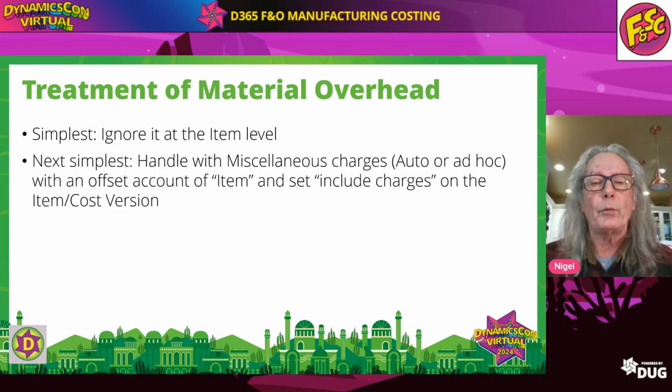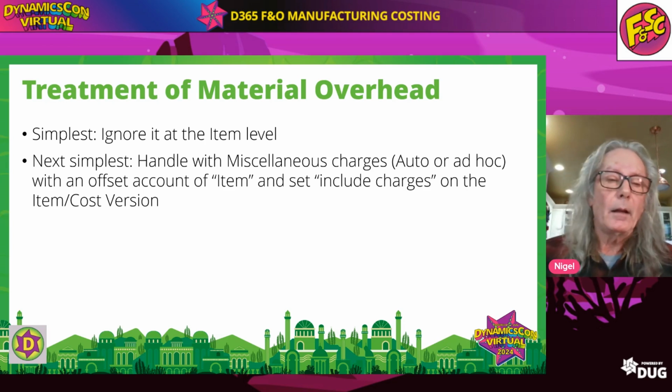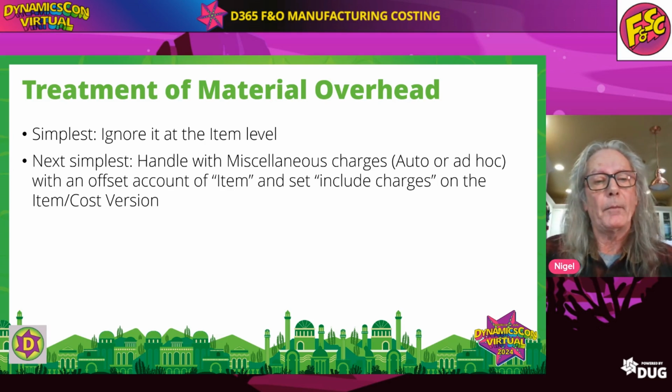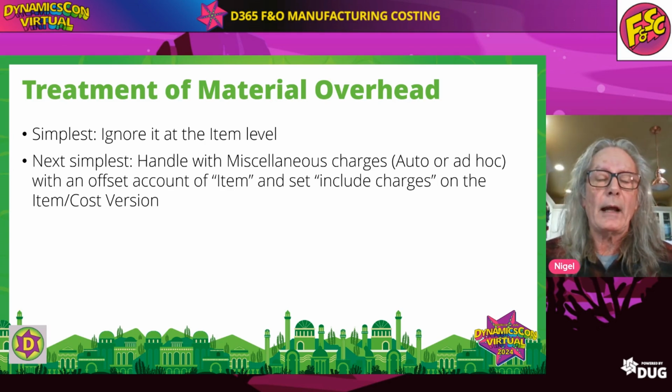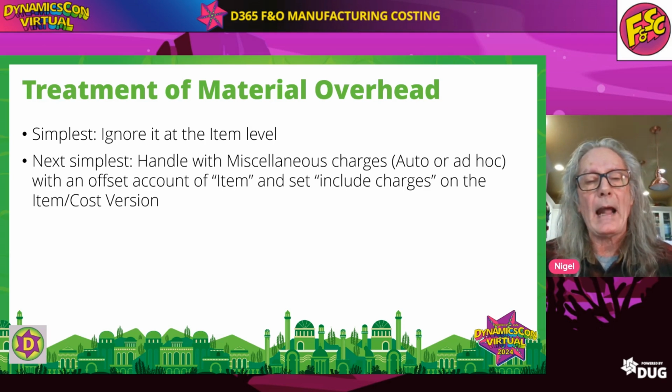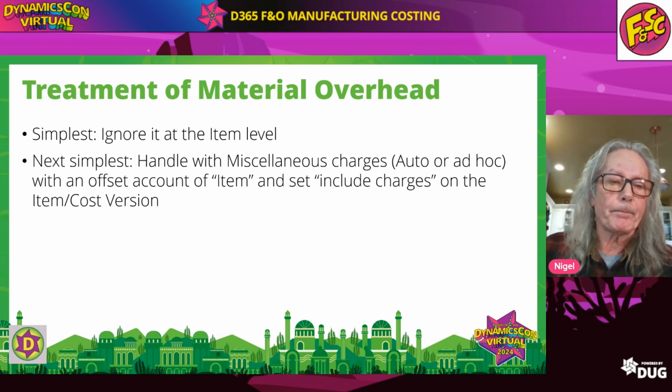Next simplest is handle with miscellaneous charges. So I can use miscellaneous charges to add to the cost of my inventory. On your miscellaneous charge setup, you basically choose, rather than an offset account or vendor, you can choose item that is going to include that cost in your inventory value. If you are standard cost, then you can do the same thing. But when you are on your cost version, when you're actually activating the cost, you have to say, please include miscellaneous charges. And it will only work with the automated miscellaneous charges. Nice thing about actual is you can key in or load your actual charges for that particular receipt.